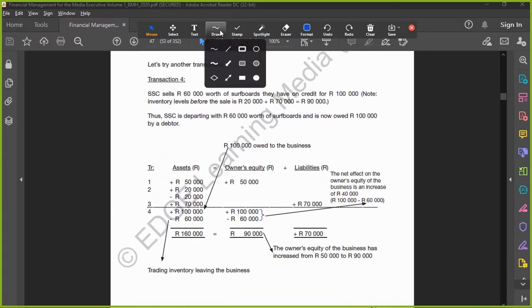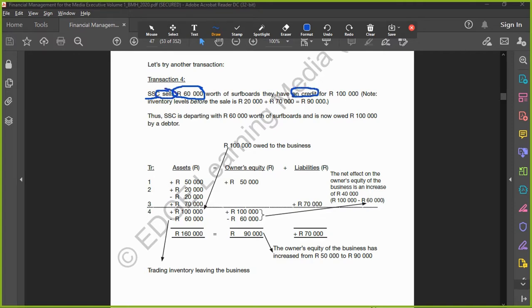Here's another transaction. What's happening here? Well, SSC sells 60,000 Rand worth of surfboards on credit. That's important. Now I'm selling, and it's on credit, so I have a sale. If I sell on credit, do I get any cash? No, I don't. But I have someone who owes me, and that person is called a debtor, or debtors. The sale is going to be 100,000 because I'm increasing my income.